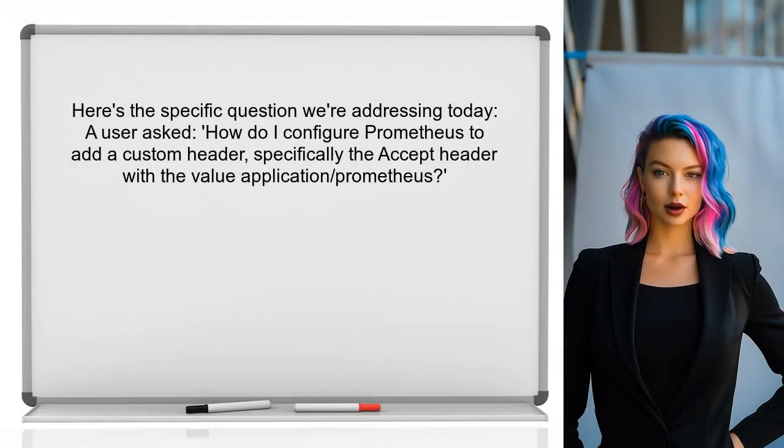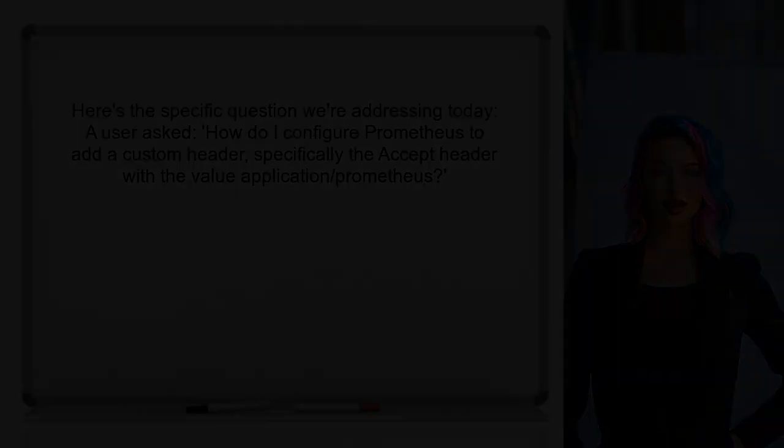Here's the specific question we're addressing today. A user asked, how do I configure Prometheus to add a custom header, specifically the accept header with the value application/Prometheus? This is a common scenario when working with custom APIs.